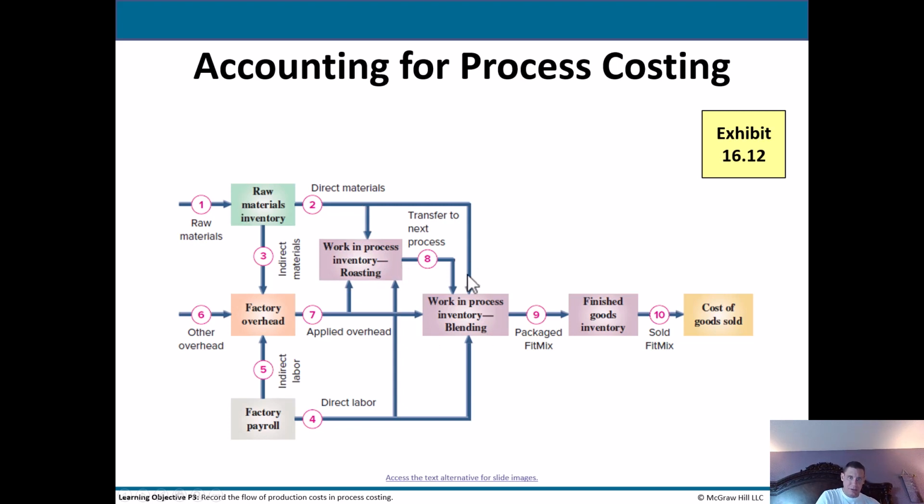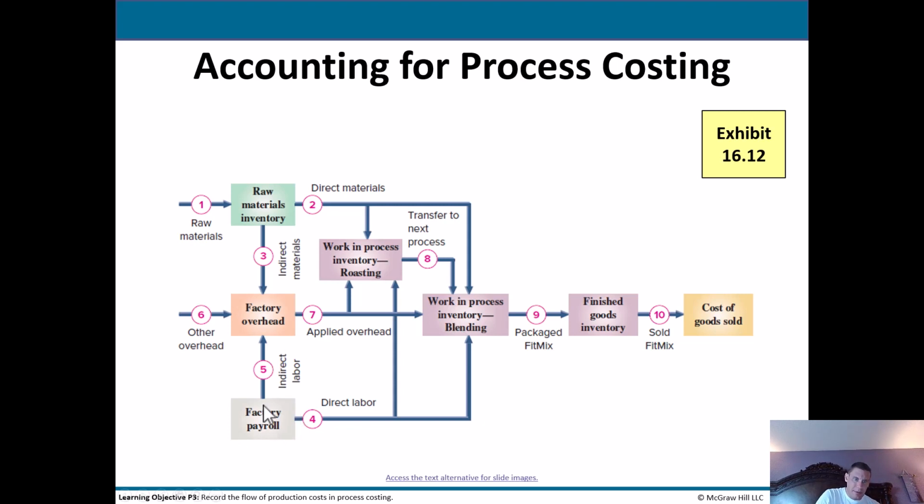So materials are being transferred from the storeroom, from raw materials inventory, to both departments. We've also got indirect materials, number 3, going straight to factory overhead as it should. And then we've got the applied overhead, which is going back into these 2 departments. Remember, they're just applying it evenly throughout the year. They'll take care of any numerical differences at the end of the year.